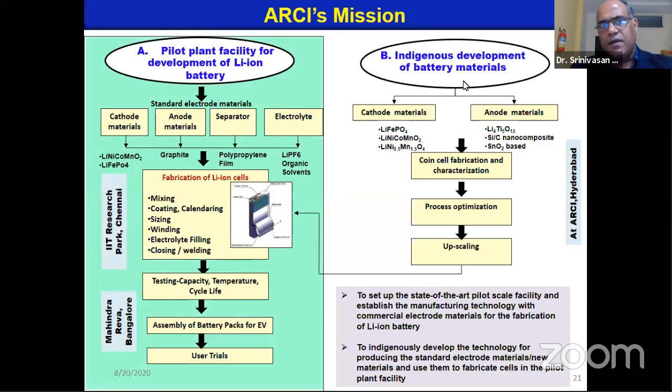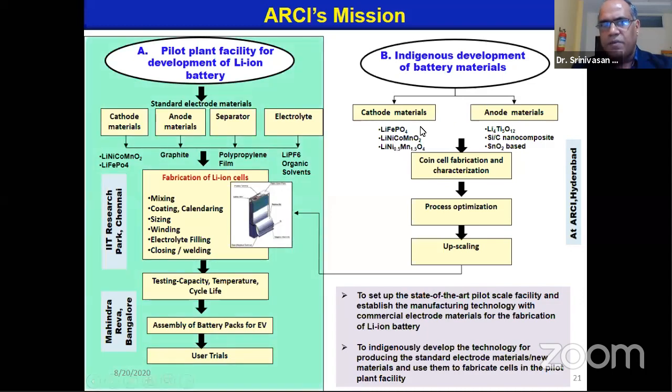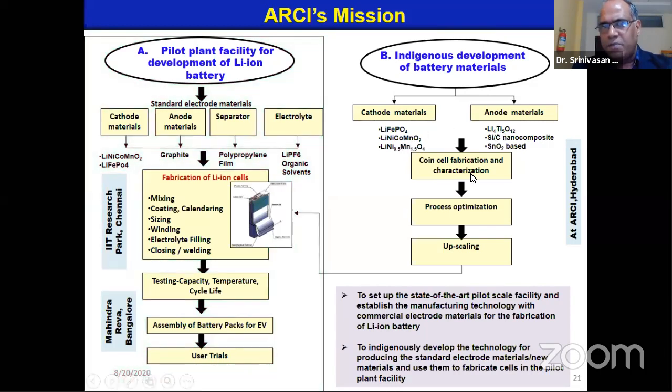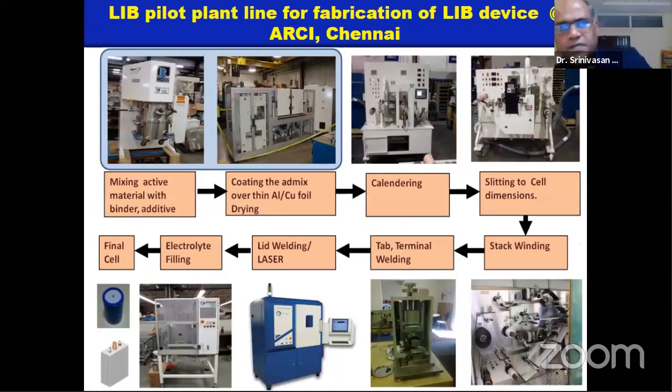The other objective of ARCI is development of indigenous material. So we have been working on various cathode material and anode material. Today I'll be presenting the activities related to lithium iron phosphate and lithium titanate. Now we have established the procedure to continuously produce this material on a large scale, and we are giving this material to our pilot plant facility. So they will be making the battery with our own indigenous material. These are the two important objectives of ARCI, the battery technology initiation.